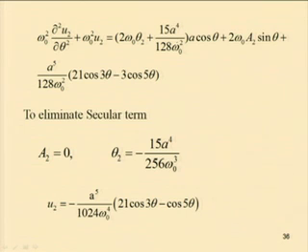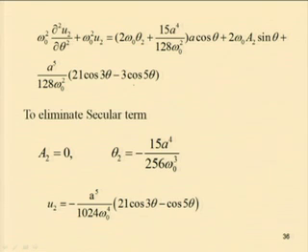So, the resulting equation becomes omega 0 square del square u 2 by del theta square plus omega 0 square u 2 equals 2 omega 0 theta 2 plus 15 a fourth by 128 omega 0 square a cos theta plus 2 omega 0 a 2 sin theta plus a to the power 5 by 128 omega 0 square into 21 cos 3 theta minus 3 cos 5 theta.